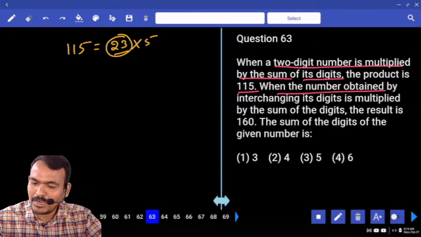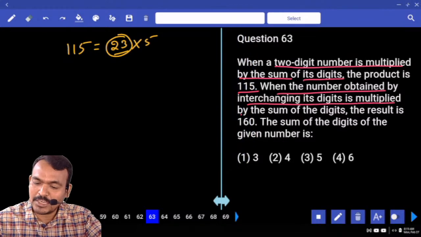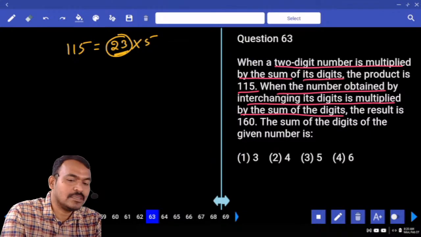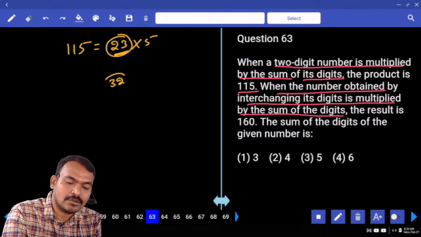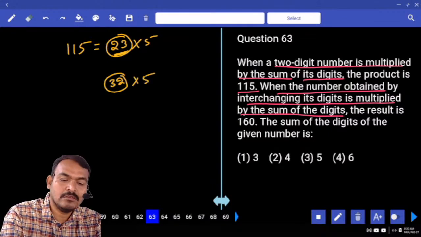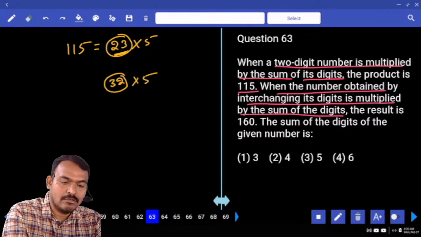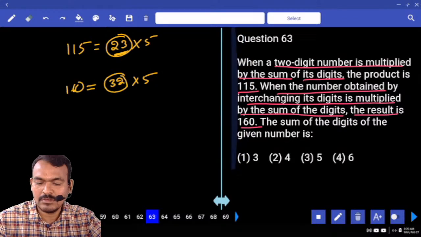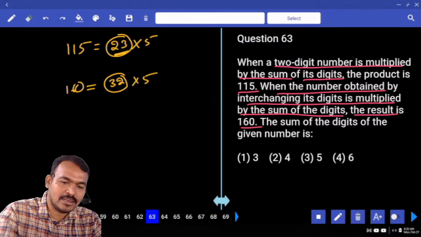It is a multiple of 5 and also of 23. 2 plus 3 is 5. 23 into 5 is 115. When the number obtained by interchanging its digits is multiplied by the sum of the digits, the number here is 23, and interchanging the digits gives 32. Again the sum will be 5. 32 into 5 is 160. The result is 160.